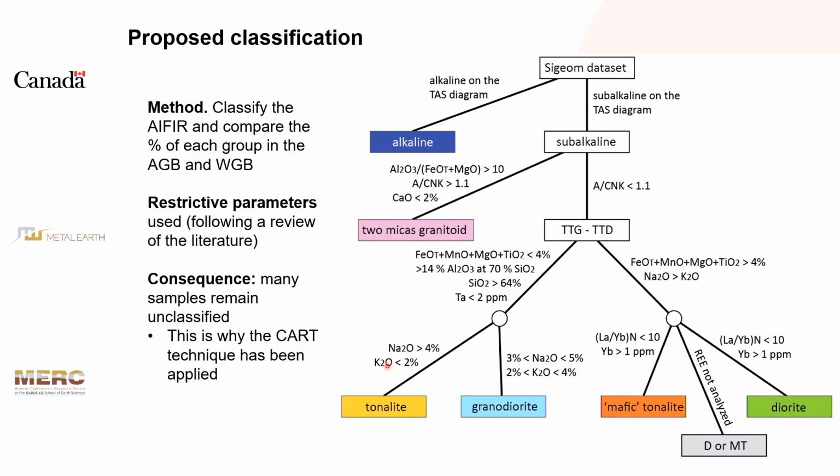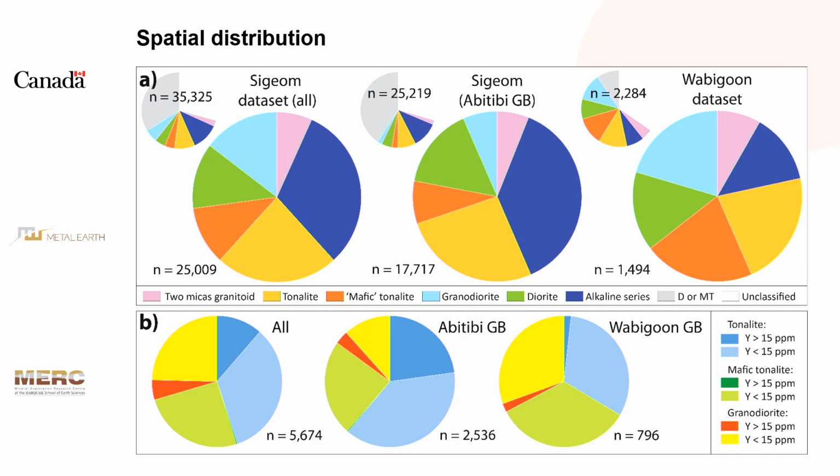In this paper, I used a very simple chemical classification, one that uses major elements and some trace elements to distinguish what is a tonalite, what is a granodiorite, etc. The idea was to apply this on big data sets, so I could come up with a percentage of how much tonalite there is in the Abitibi versus the Wabigoon, and that's mostly what this comparison relies on. And this will be the result of this comparison.